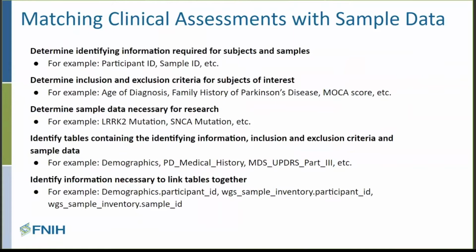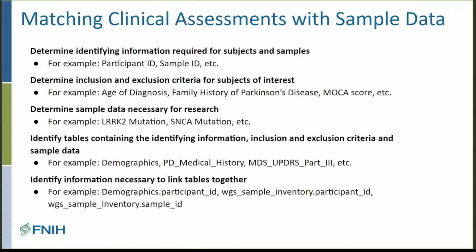The next thing you would do is to identify your inclusion and exclusion criteria for the subject. What would you use to include them in your subject listing, and what would you use to exclude them? Then you would figure out what sample data you're looking for. Are you looking for particular mutations? Are you looking for all variants?